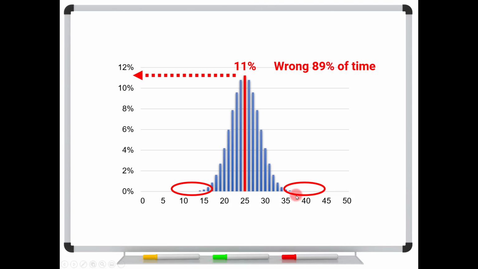So let's look at this from the second viewpoint and ask, is it likely to be off by 5? Now if I go from 25 to 30, oh yeah, that's very well within the bell curve.